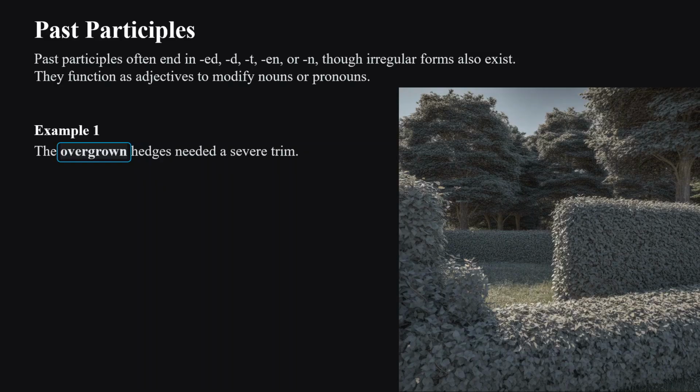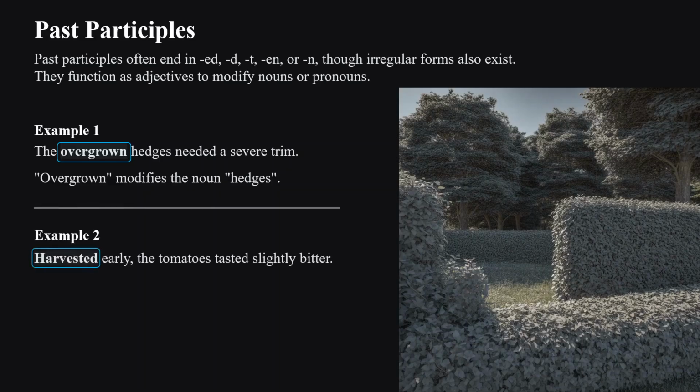Look at the first example. The overgrown hedges needed a trim. Here, the word overgrown describes the state of the hedges. What kind of hedges? Overgrown ones. Look at another example. Harvested early, the tomatoes tasted bitter. In this sentence, the word harvested modifies the noun tomatoes. What kind of tomatoes? Tomatoes that are harvested early. So, a participle, whether present or past, always functions as an adjective.